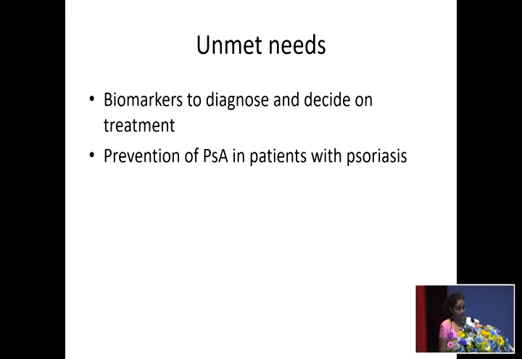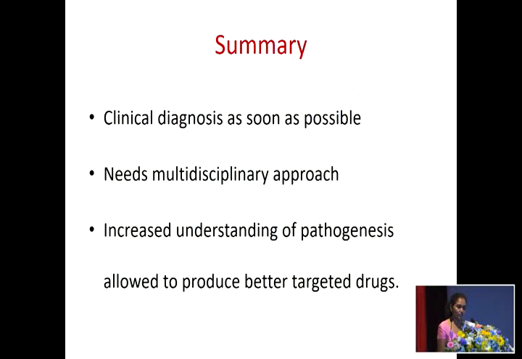And even though we have a lot of these modern drugs, we have unmet needs in psoriatic arthritis. We don't have a biomarker to diagnose psoriatic arthritis, like rheumatoid factor and anti-CCP in rheumatoid arthritis. We need a way to prevent psoriatic patients from getting psoriatic arthritis. That is also a requirement if possible.